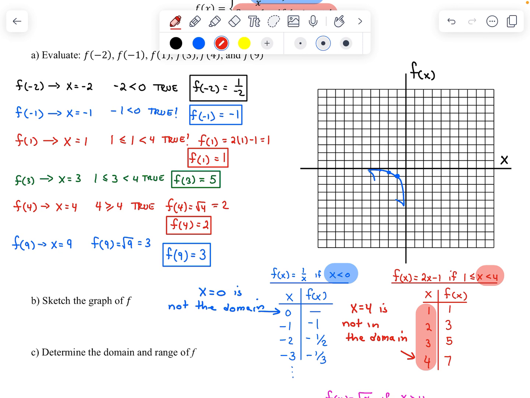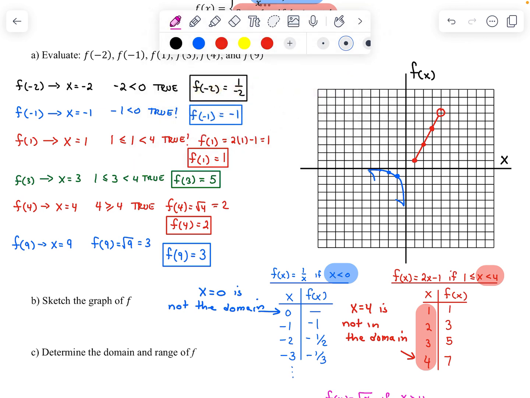For the table in red, we have 2x minus 1. I'm going to plot the point 1, 1, and that's going to be a closed circle. Then 2, 3, 3, 5. And then 4, 7 is going to be an open circle because 4 is not in the domain of this piece. Okay, so there's the graph of the second piece.